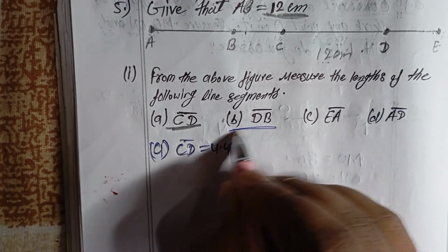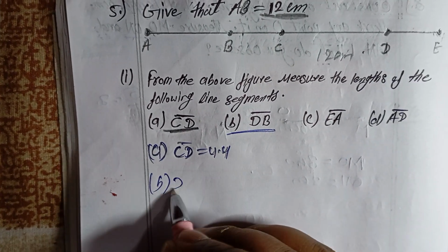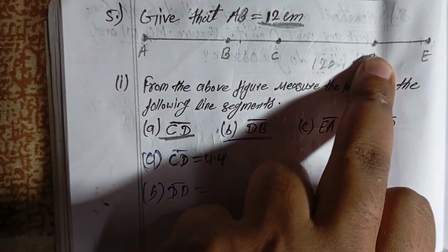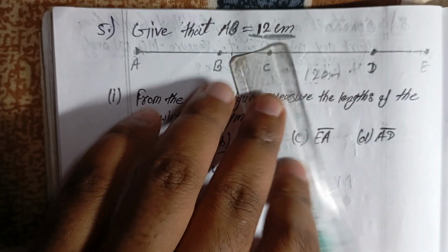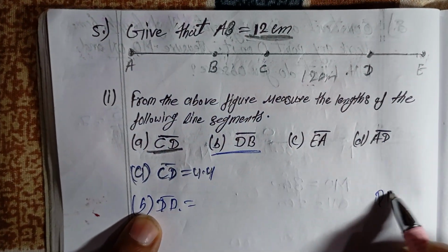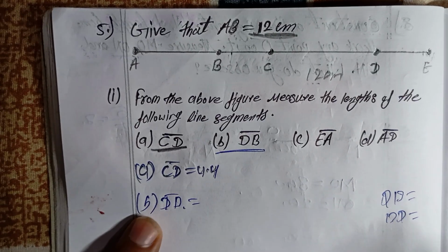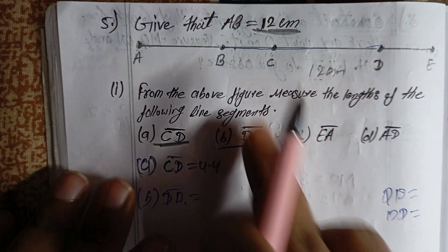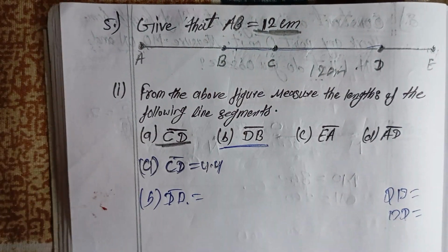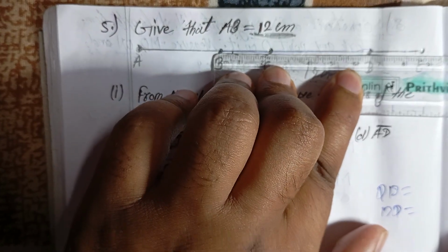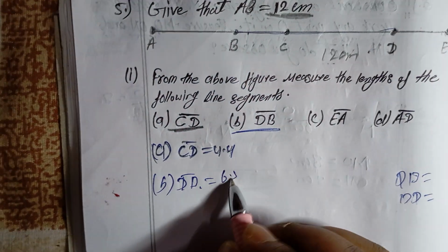Now we have to find this one. B is telling that we have to find DB. From here to here, let's find out. You can measure D to B or B to D, both are the same only. The distance cannot change. You can measure BD or DB, anything. So let's measure. It is going to be 6.5 centimeter.